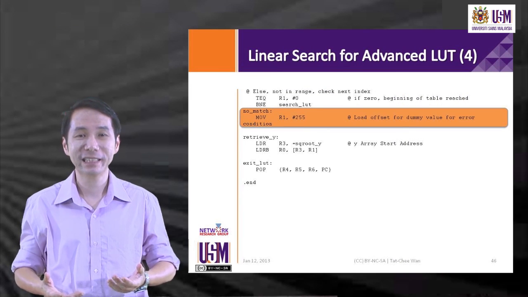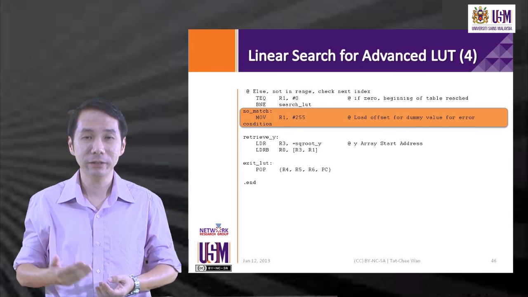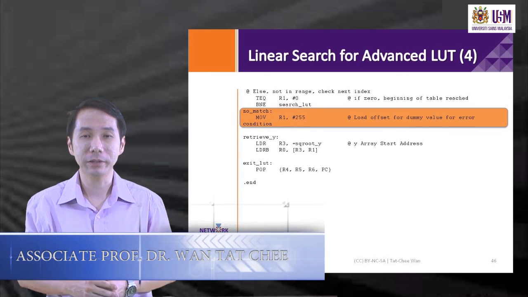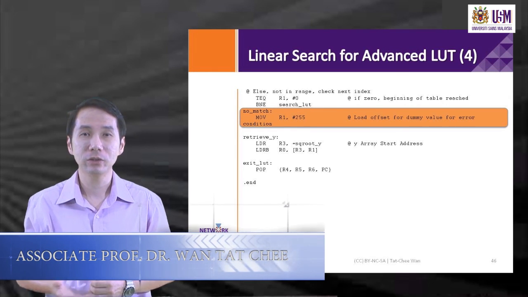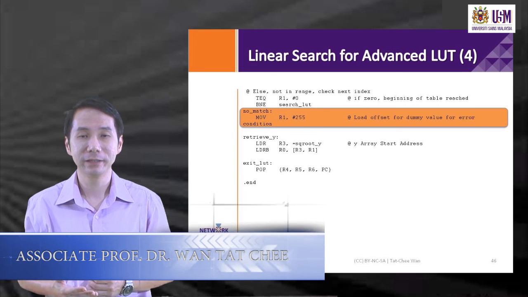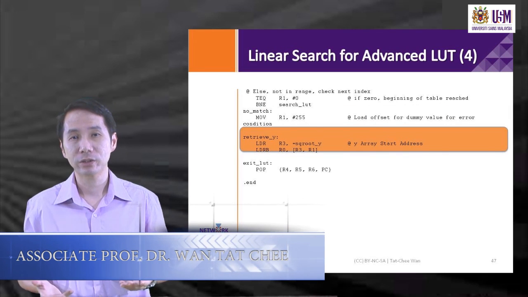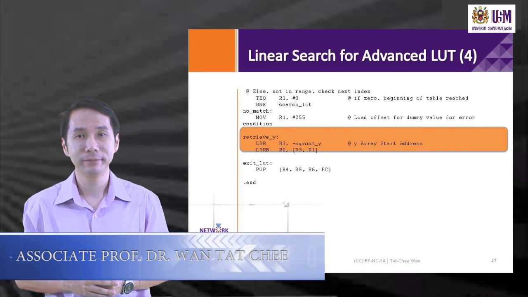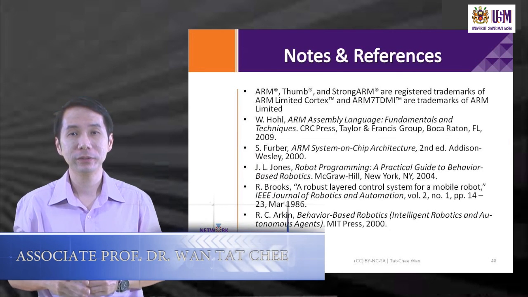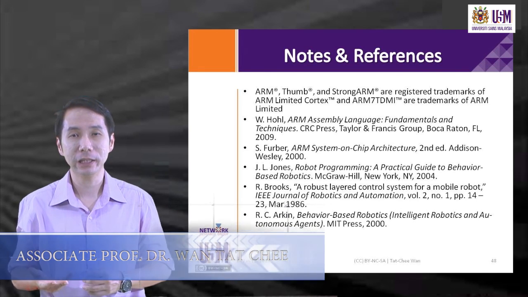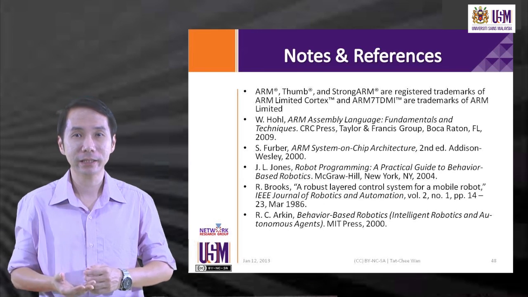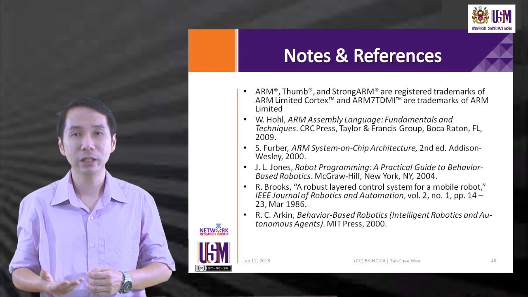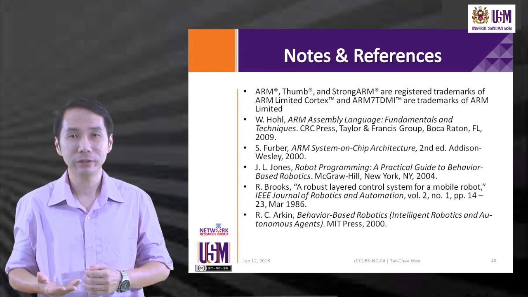Now if it does not match, we will then see whether we have traversed the entire array. If not, then we will go to the beginning of the loop and try again. Now if there's no match found, we will return an error value. Otherwise, we will retrieve the address pointer for the output value y, and using the index that we have determined previously, look up the output value to be returned.